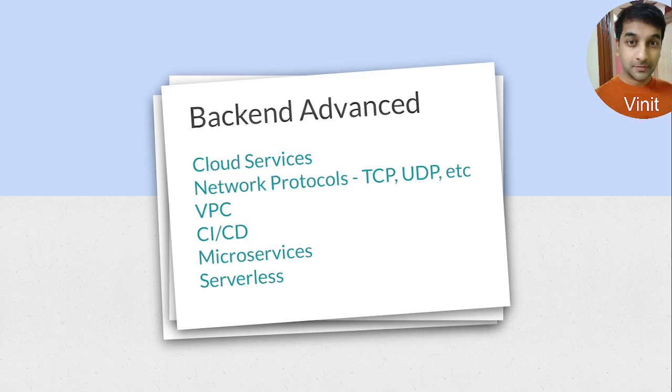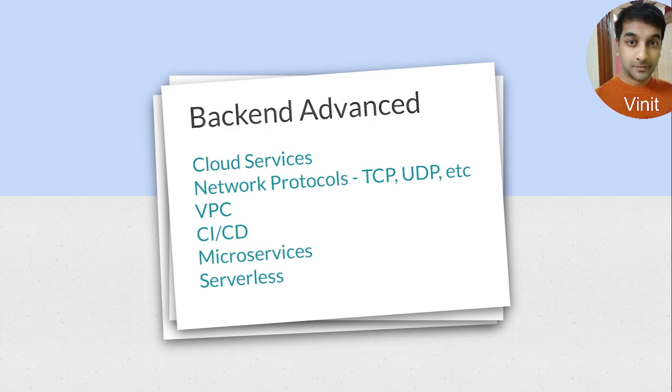Then on the back end advanced, you should have started using cloud services and should know quite a lot of cloud services like S3, EC2 and ECS. You should be able to make use of network protocols other than HTTP and HTTP2, which are TCP and UDP. You should know how they work. You should know WebSockets and all the technologies that implement TCP and UDP. You should know VPC because that becomes a big part of a big project. You must have VPC, and that's where you should know how to implement it and make use of it.